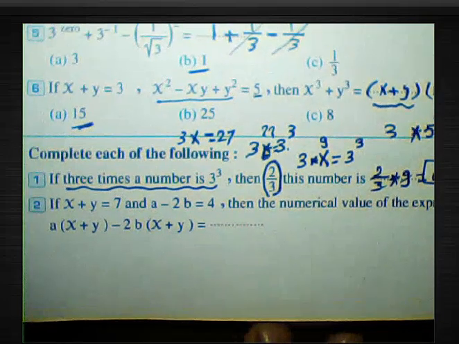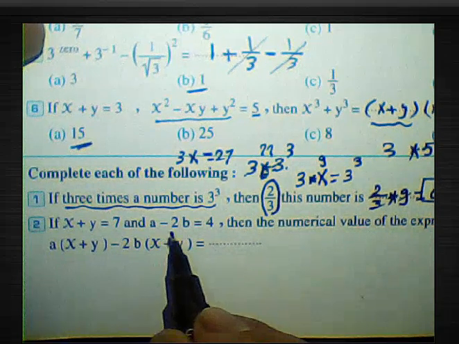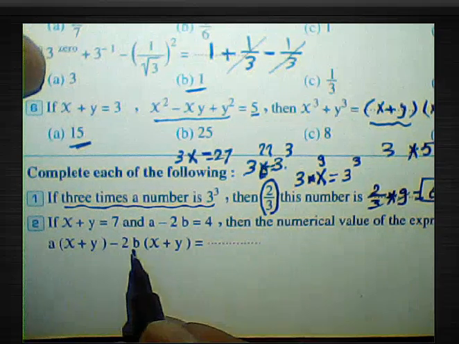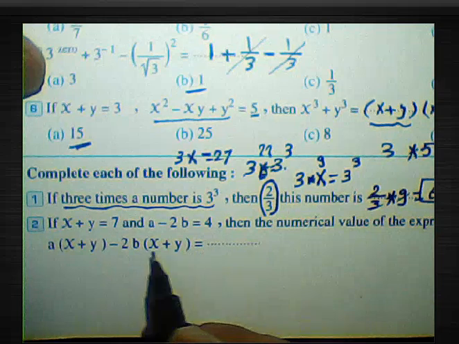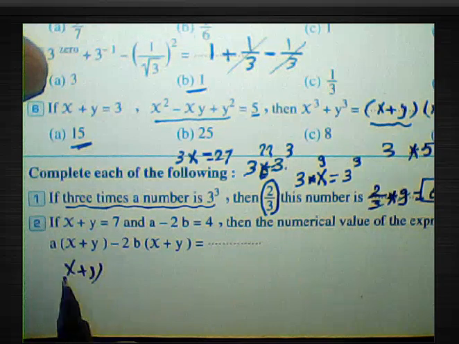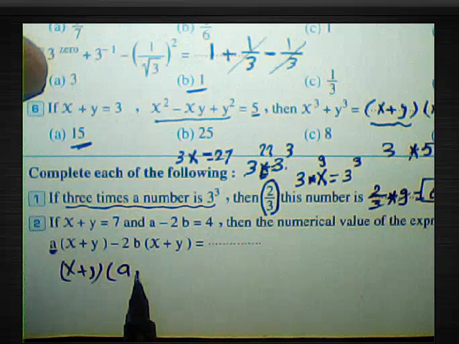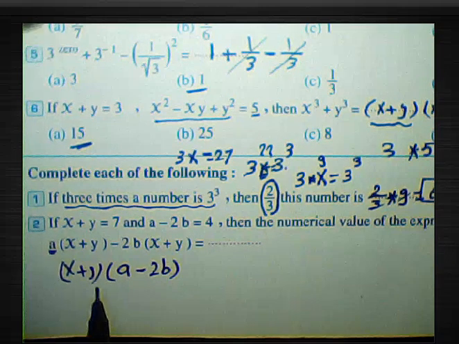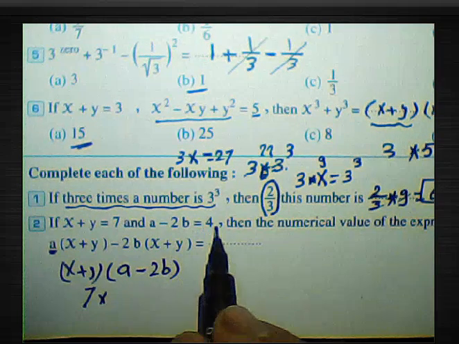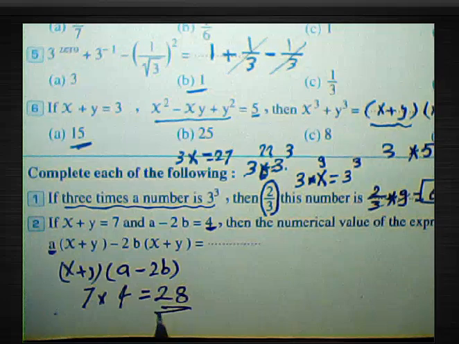Question number 2. If x plus y equals 7 and a minus 2b equal 4, then the numerical value of the expression a multiplication x plus y subtract 2b multiplication x plus y equals what? We can factorize this expression by writing the common factor between the two expressions, x plus y, outside here, and the result will be a subtract 2b. He gives us x plus y equals 7. 7 multiplication by a minus 2b, which is 4. 7 times 4 equal 28. The result will be 28.